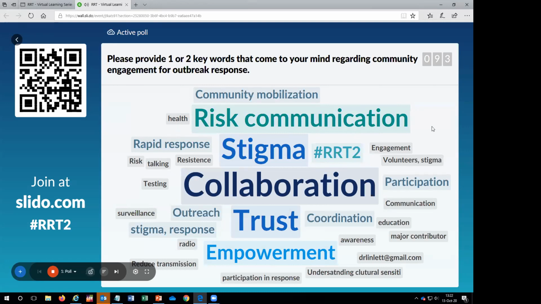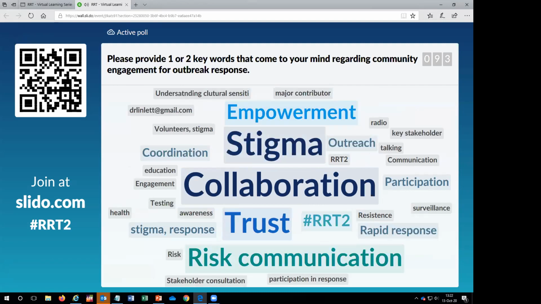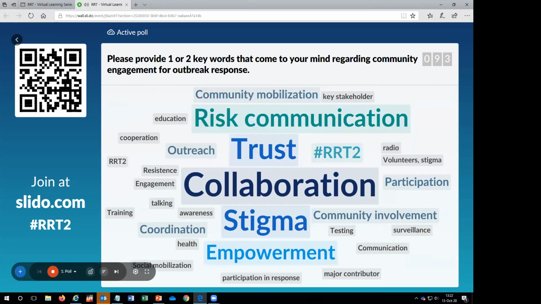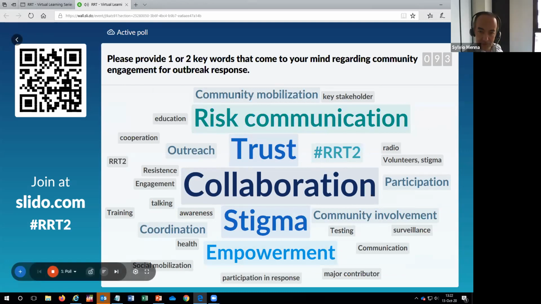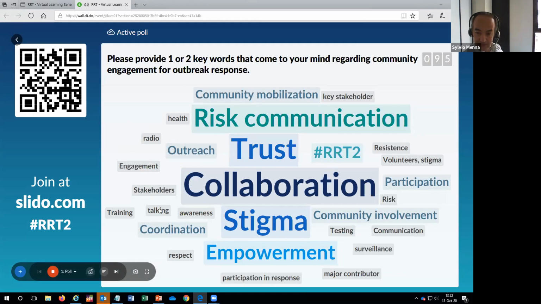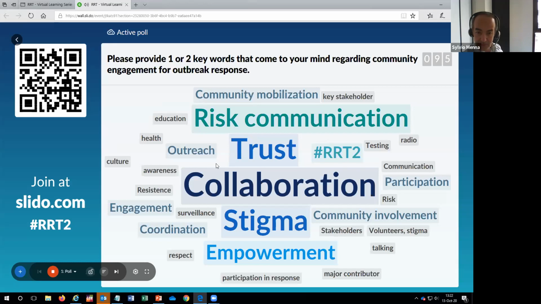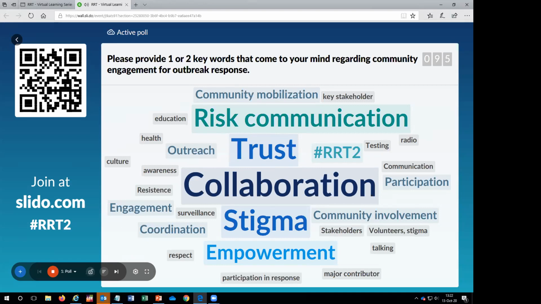Welcome to the ones who are just joining right now, from Sudan, from Egypt, from Myanmar, from Yemen, Trinidad and Tobago, South Africa. There are many good things. I think we should not focus only on the big words, but also on the small ones: respect, awareness, resistance. Okay, five more for the test. Let's go up to 100.